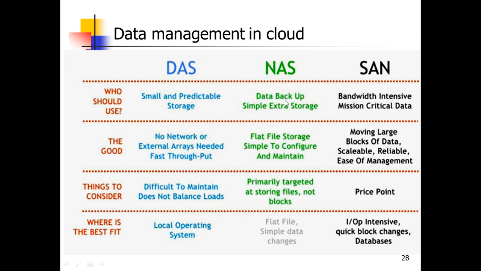SANs are usually costlier as compared to NAS or DAS solutions. You don't need any kind of network in DAS, whereas NAS requires a network and there should be a file storage system moving. Whereas in SAN, we need a completely separate network for the data. In DAS, it is difficult to maintain and it does not perform load balancing because you have a simple pool of disks attached to your computer. So it is difficult to manage them and it doesn't perform load balancing.